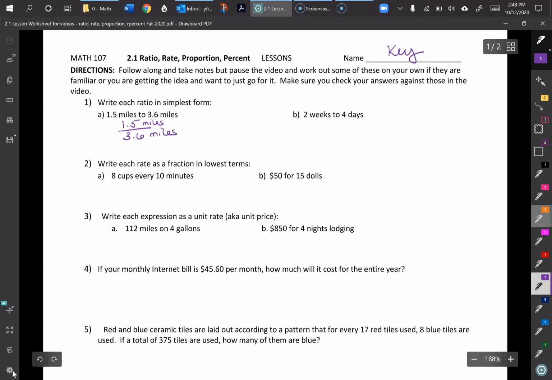And you can reduce out the miles, but you also want to shift that decimal. You don't want to have decimals and fractions mixed together. That would not be simplest form. So I'm going to move that decimal over and write this as 15 over 36. And then from there, I want to reduce if possible. So try to do that yourself in a little fractions review. We had some at the beginning of the course too.